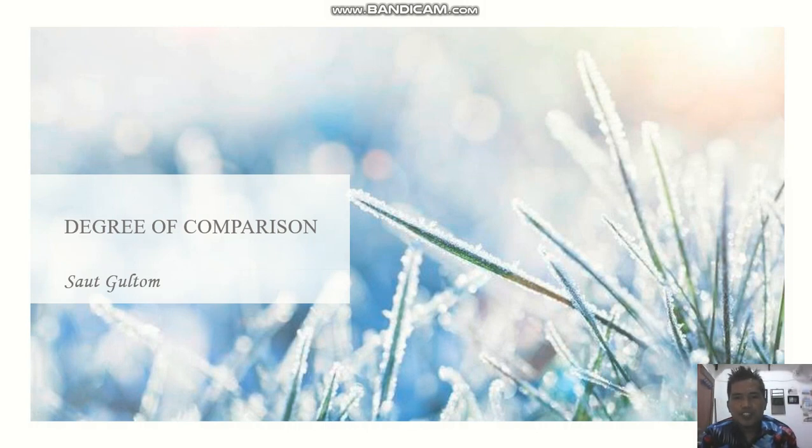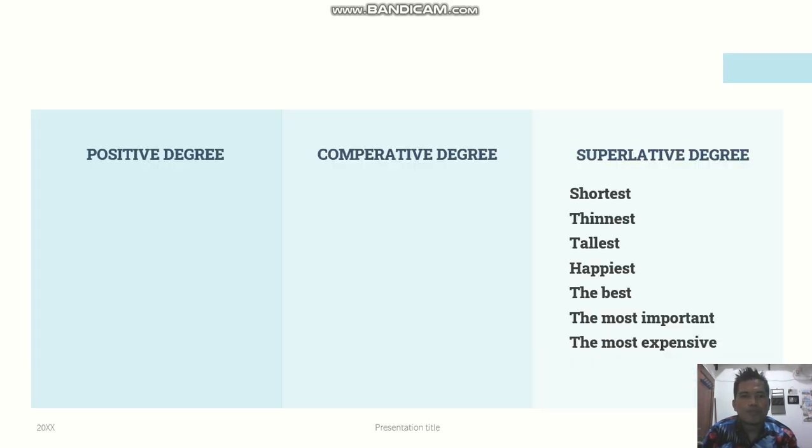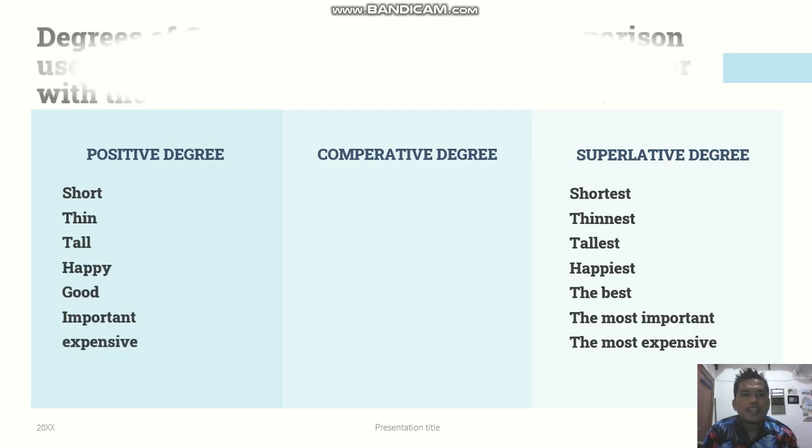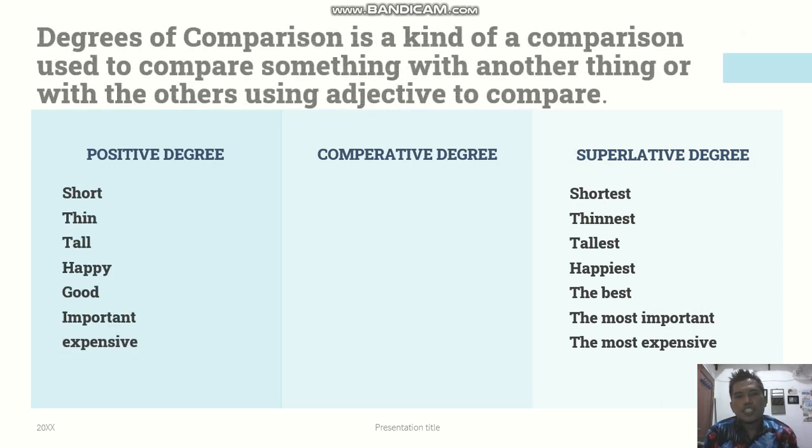Okay, today we are going to be talking about degrees of comparison. Degree of comparison is a kind of comparison used to compare something with another thing or with others, using adjectives to compare. So please mind out, here we only use adjectives to compare. We don't use verbs, we don't use nouns.